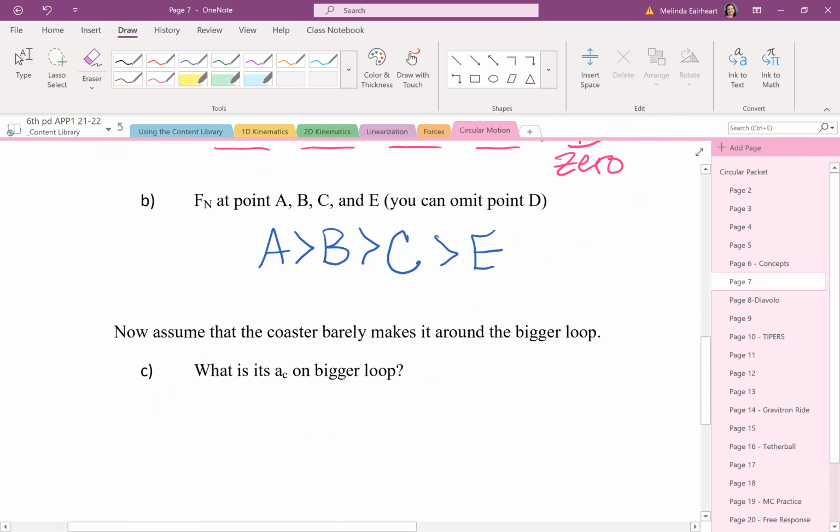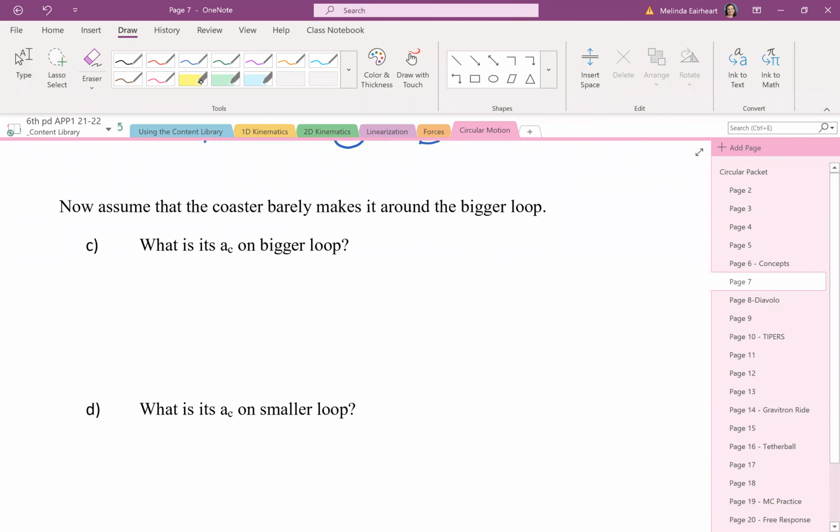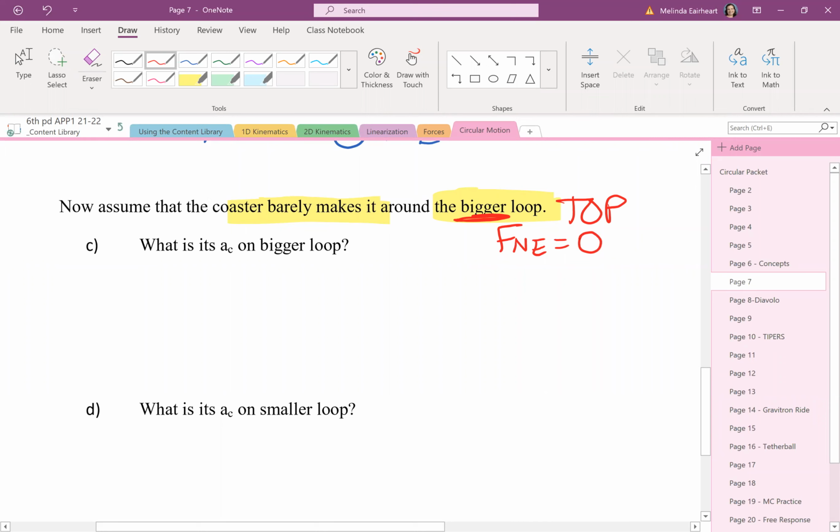Okay, now assume, here you go, that you barely make it around the bigger loop, not just both loops, because that's not possible. You barely make it around the top bigger loop, okay? And so I already gave it away. We're looking at the top of the second loop. And so what's your normal force at the top of the second loop if you barely make it around? 0. So Fn at E is going to be 0. That's what they're telling us.